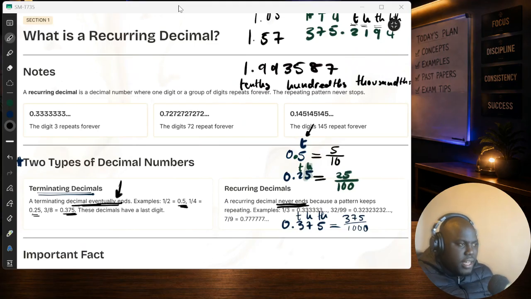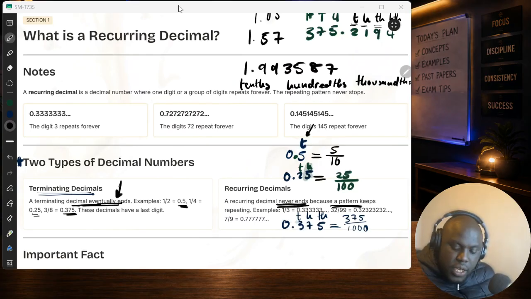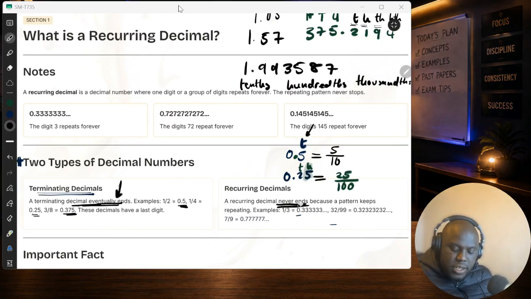Wow, really? Yeah. So we can't put place values. How do you put place values to something that doesn't end? It will just be repeating a pattern over and over again forever. But still, you have to convert it to a fraction, my friends. So now we're going to learn how to convert this type to a fraction.